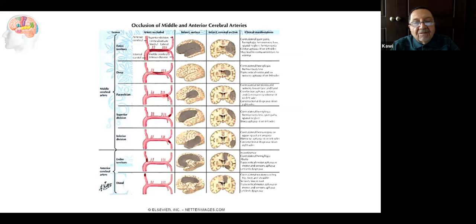If it travels to the bifurcation of the middle cerebral artery, it will cause a smaller infarct. If it travels to the superior part of the branching, it will cause infarction of the upper part of the frontal lobe. If it goes to the lower branch, it will go to the temporal part and cause the infarction here. Now, if the embolus goes into the anterior cerebral artery, it will cause mesial cerebral infarction.